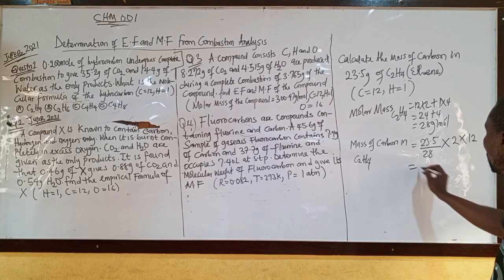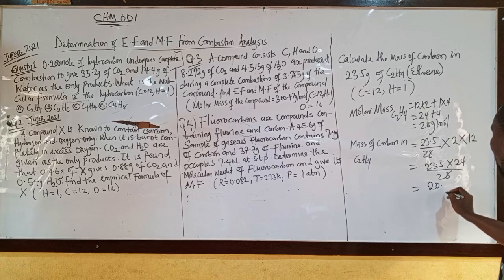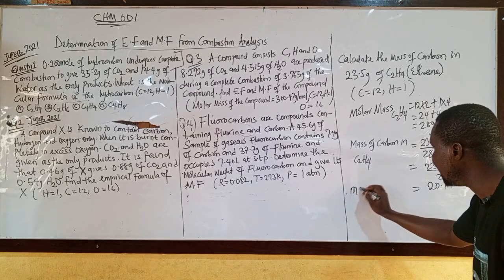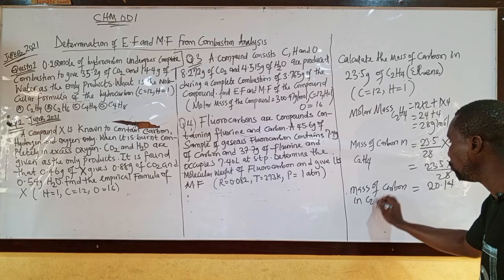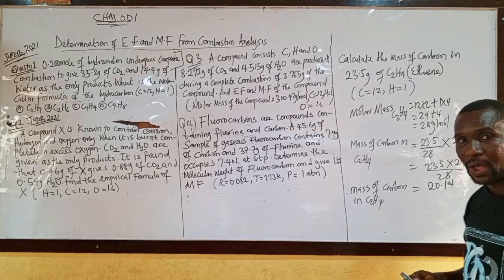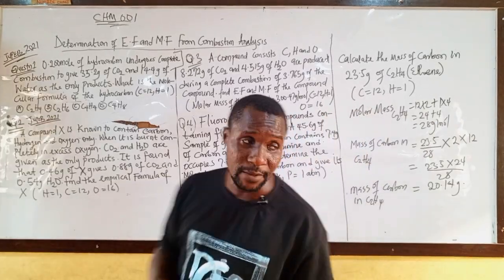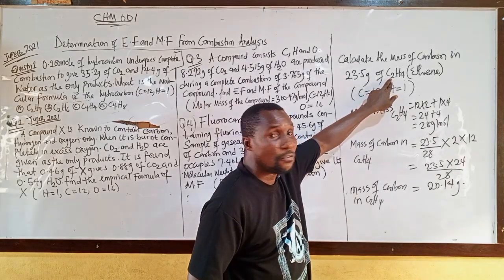That means from here we have 23.5 times 24 over 28, which will give you 20.14. That is the mass of carbon in C2H4, 20.14 grams. Take note of that. 20.14 grams.